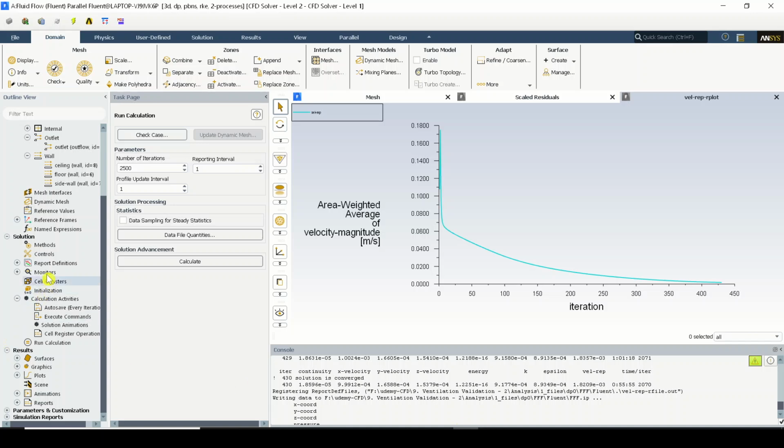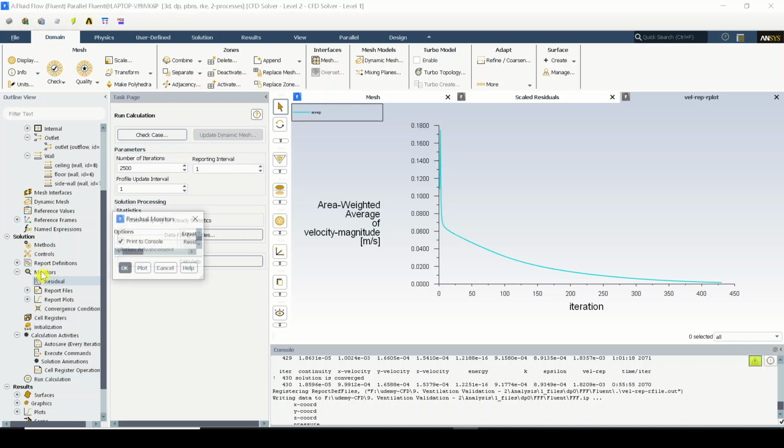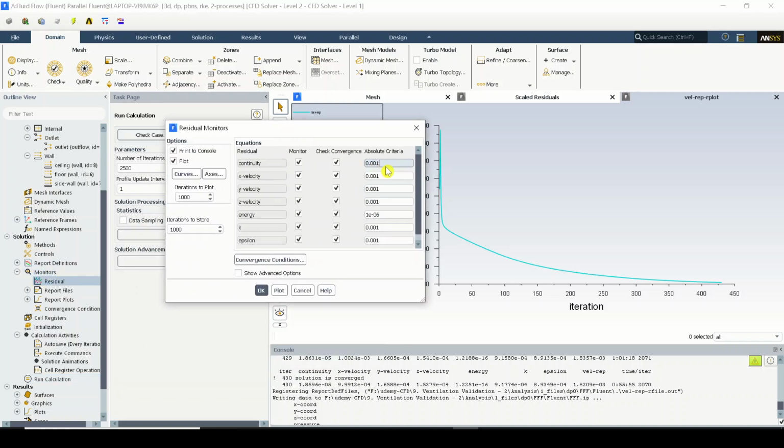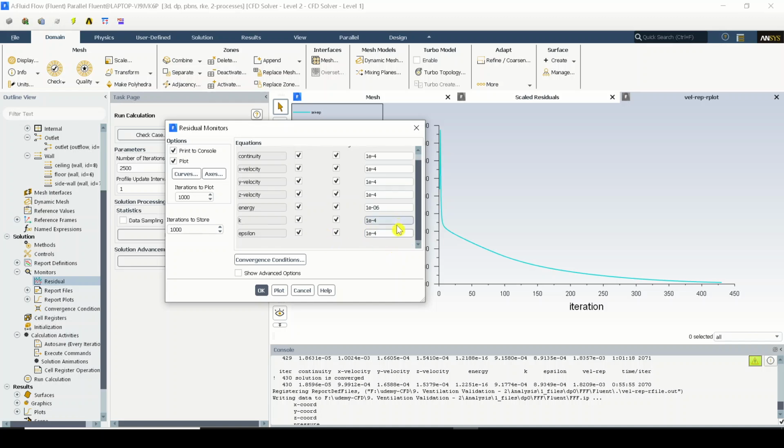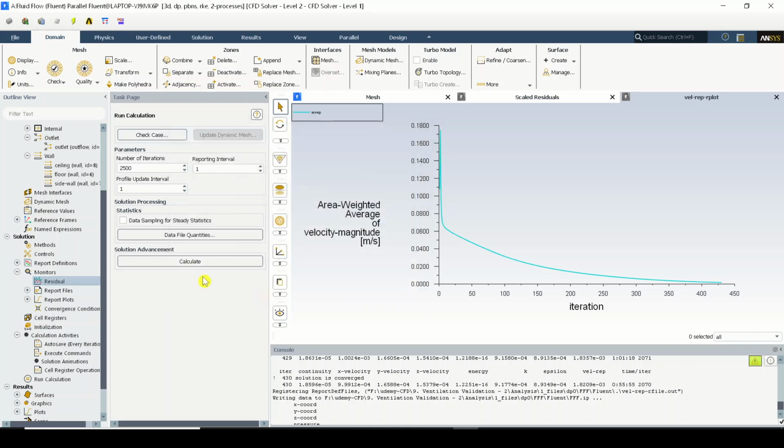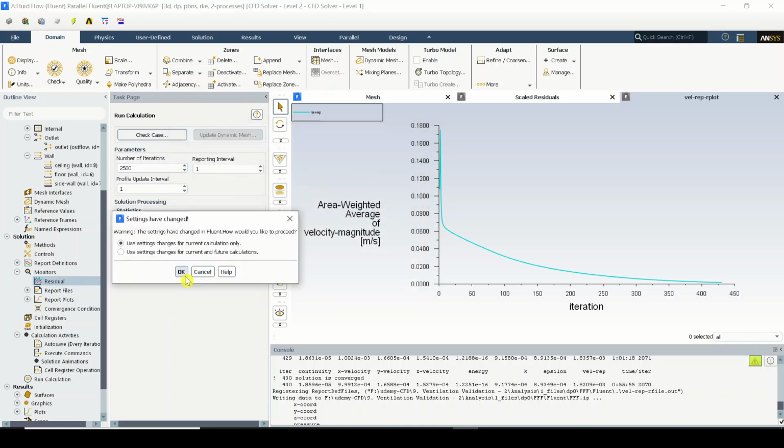So what I'll be doing is, first and foremost, I will be extending the criteria of convergence by going to monitors, clicking on residuals and typing in 1e-4. So I'll just copy this and paste it at every location. Okay, and I'll just press OK and calculate again.